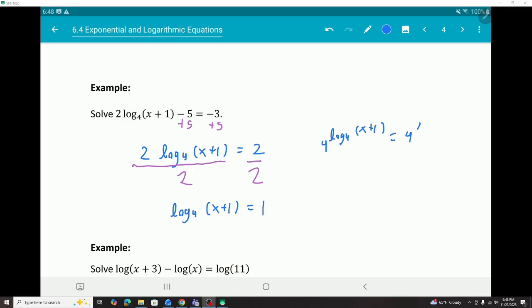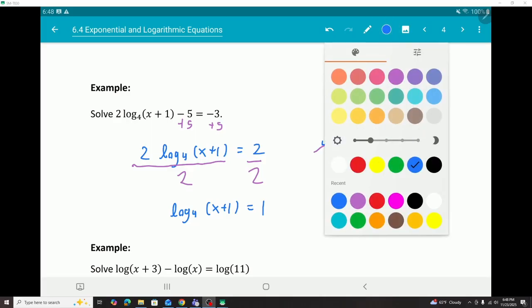But now 4 and log base 4 cancel, which was by design. That's what we wanted to happen. That was our scheme the whole time there. So x plus 1 equals 4. Subtract 1 from both sides. X equals 3.